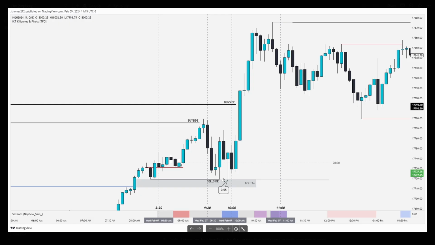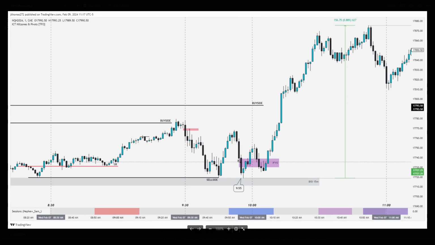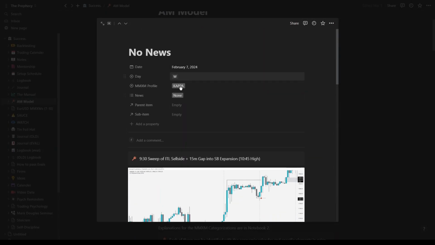So although we get this wick that takes out this low, we're going to be using preferably a bullish PD array. So we may get stopped out. This is a difficult one for sure. But if you look at the next day, it may actually be 8:30 news. Let's see.